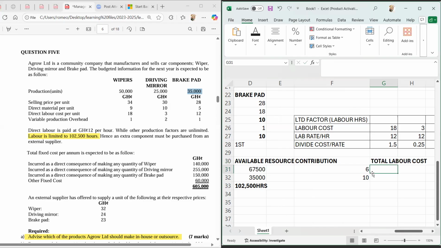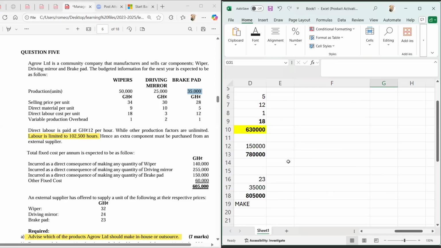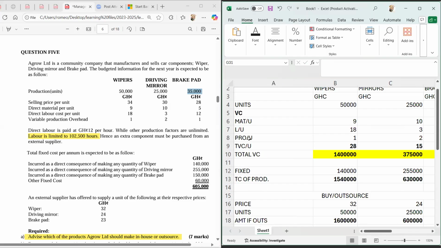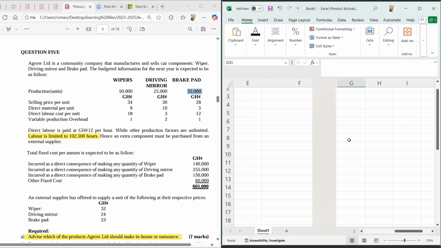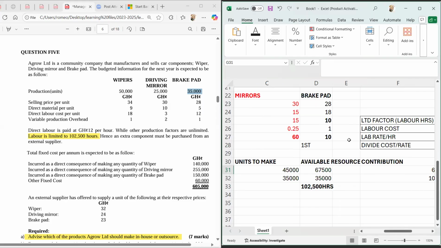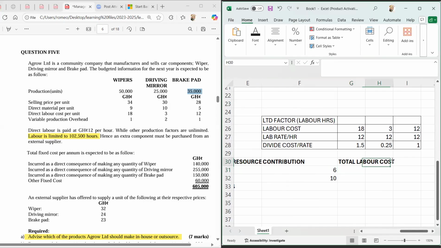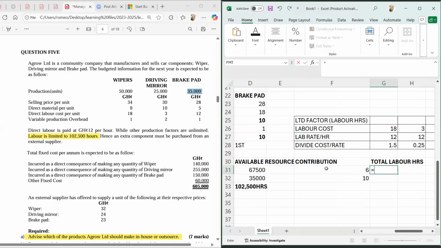You get it? Just like the way we did it over here. See, you see we use 18 over here. But that's not the actual hours you are supposed to use. So the total hours you are supposed to use here is what? Sorry, this side is supposed to be hours. Okay. So total hours is supposed to be this one.